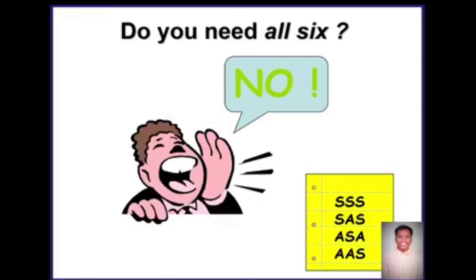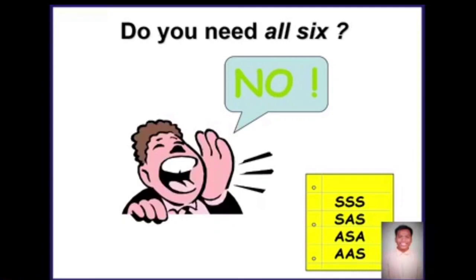Sure, unsa may buot pasabot, what does it mean when we say SSS? It is not the Social Security System. But when we say S, it is the side of your triangle. When we say A, it is the angle or the measure of the angle of your triangle.